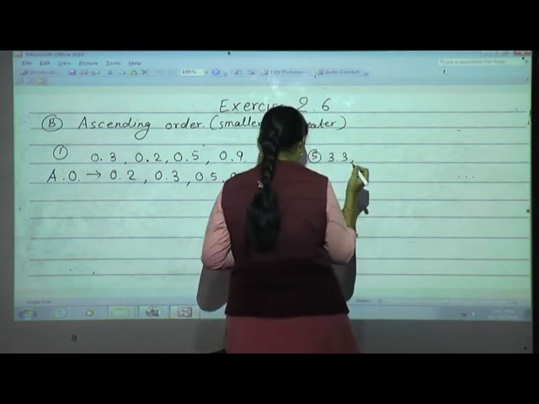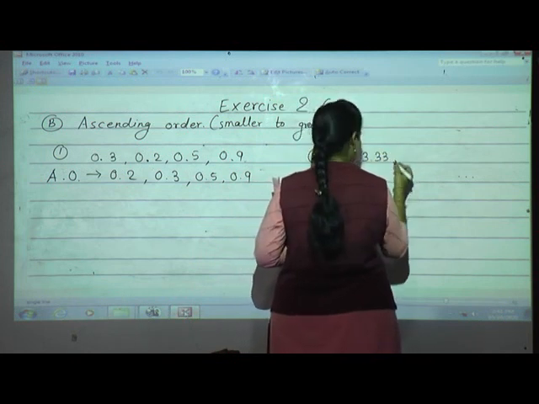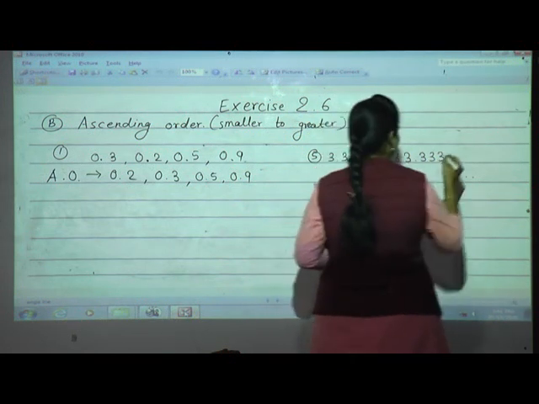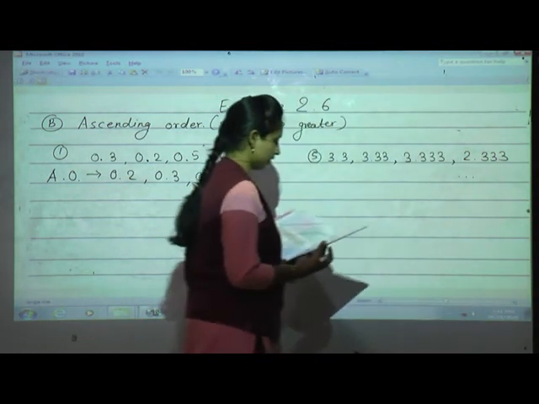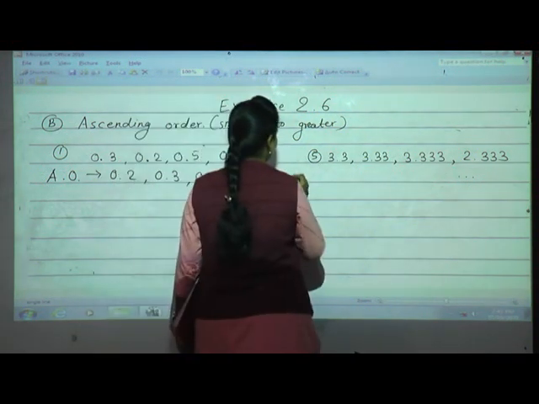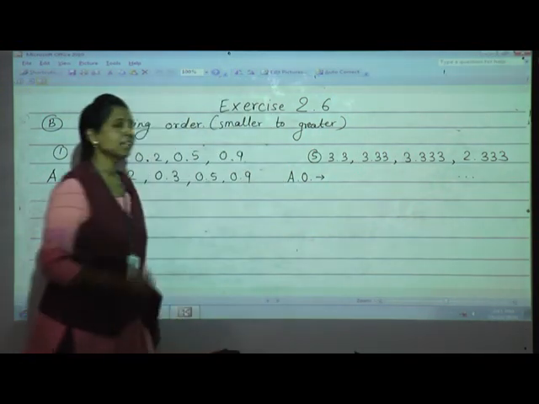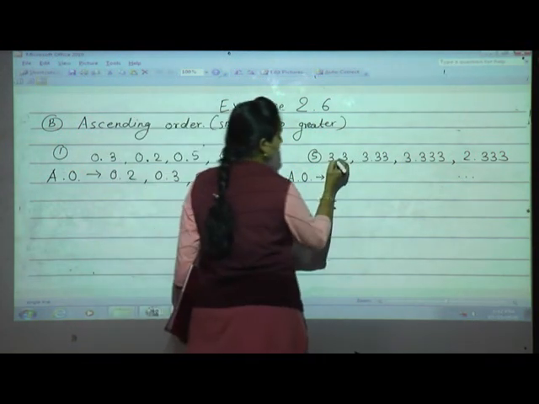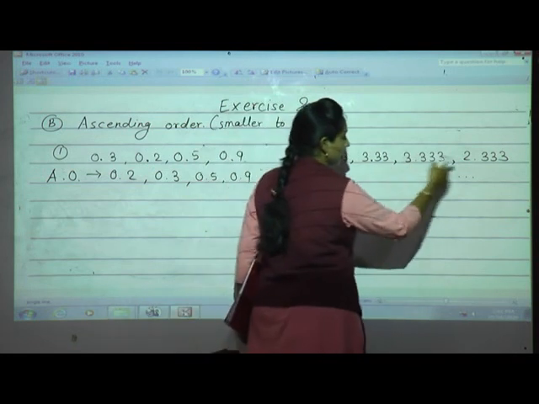See the fifth one: 3.3, 3.33, 3.333, 2.333. It's a very interesting question they had given. Now we have to arrange these numbers into ascending order. Okay, now we have to start comparing with the whole numbers, or you can say before the decimal. See, before the decimal what are the numbers? 3, 3, 3 and 2.